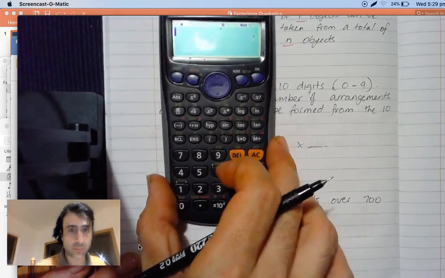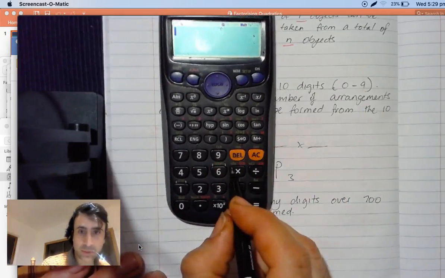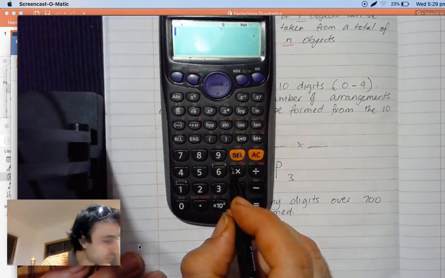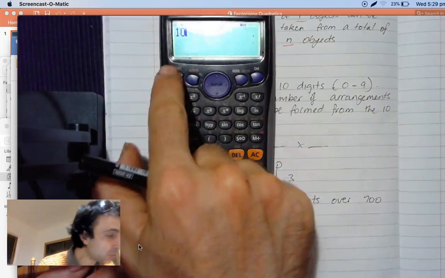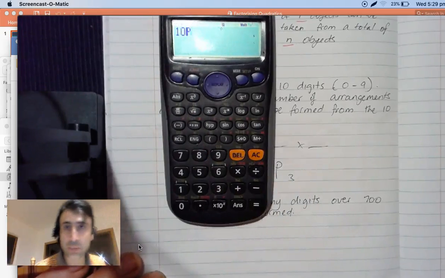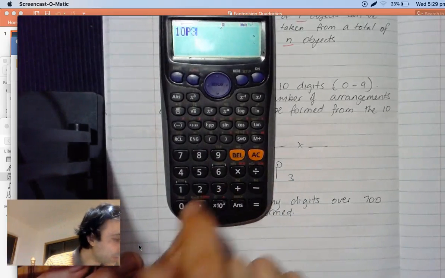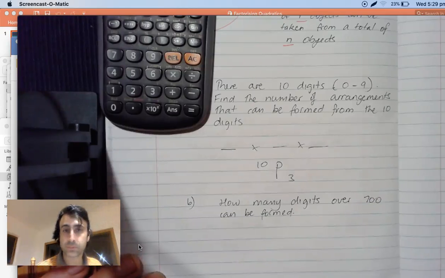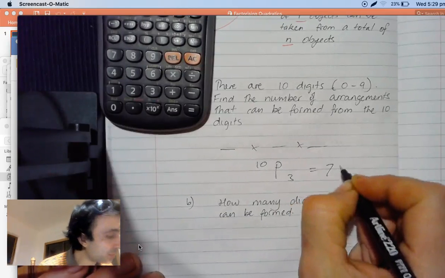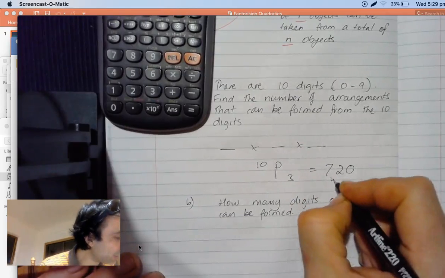You might not be able to see it with the resolution of this, but just above your times button, if you press the shift button, there's a P button. We can actually write 10 shift times, and you'll see a P turn up, 3, boom. There are 720 ways.